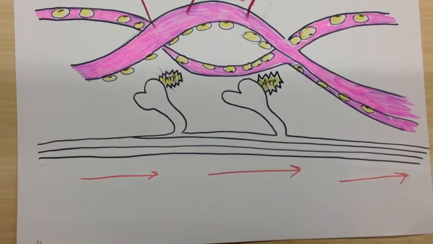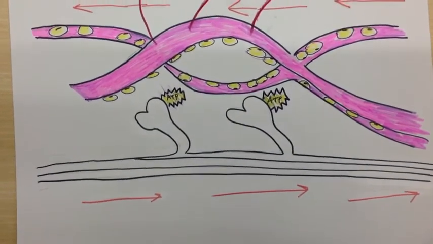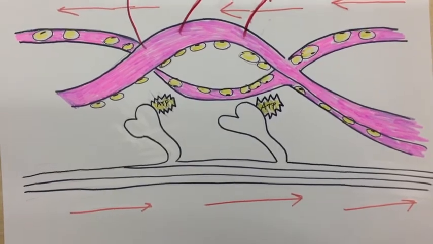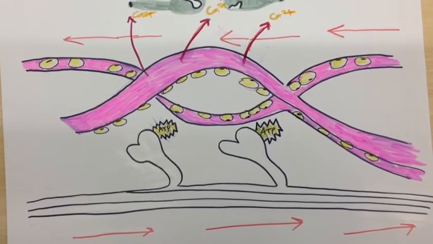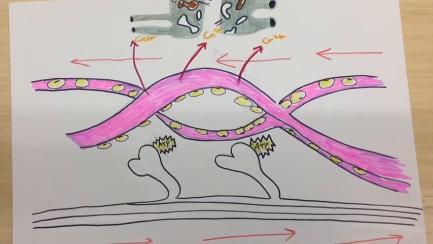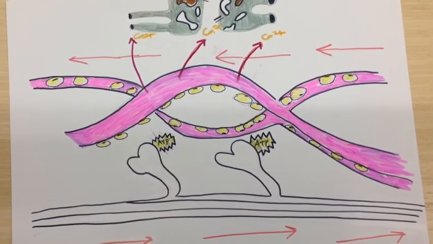ATP then binds to the myosin head, causing the head to break free from the active site of the actin. Calcium is then pumped back into the sarcoplasmic reticulum and attached to calsequestrin, allowing tropomyosin to once again cover the active site, resulting in the relaxation of muscle.